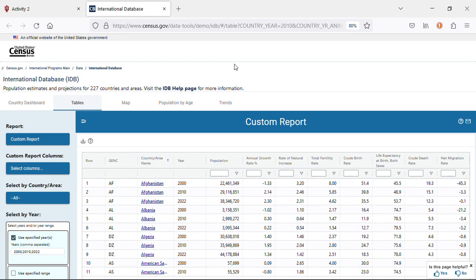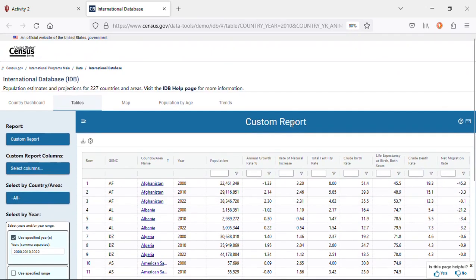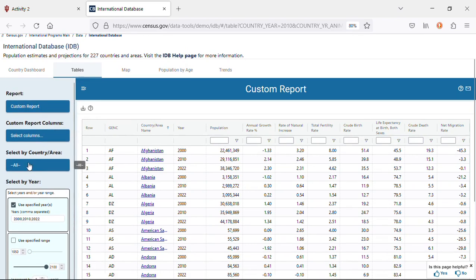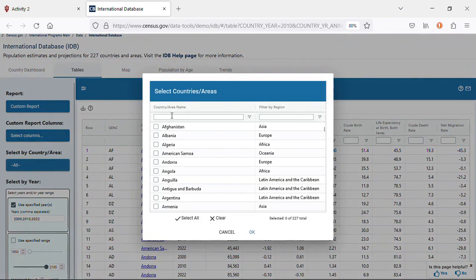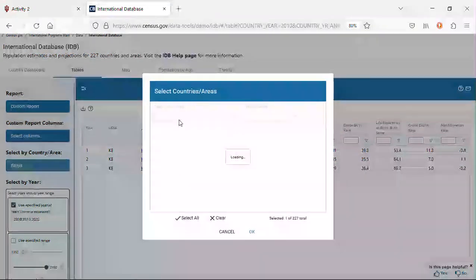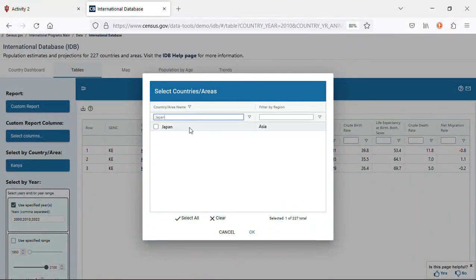When you click on that link, you should see something that looks similar to what we have here, what is called a custom report. Now, to get to your particular countries, all you have to do is come over here into the select by area, select by country, click on that, and then type in your country's name. So I have Kenya. Go ahead and I'll check that box. And my other one is Japan. Go ahead and check that box.